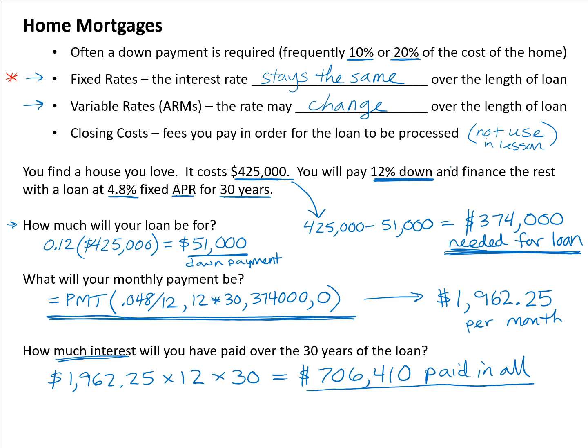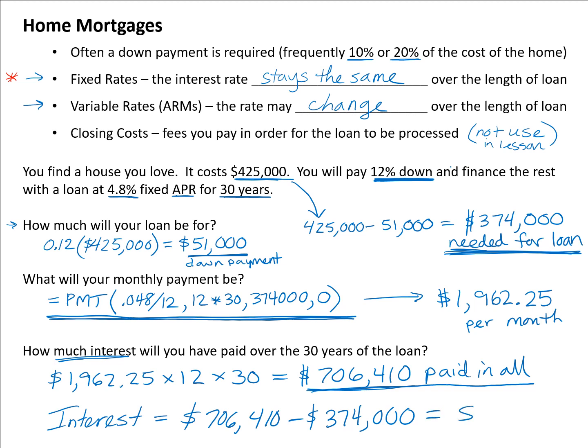Now, that's not all interest. The interest would be the amount of this that wasn't the loan to begin with. So the interest would be to subtract the total amount, $706,410, and the amount of the loan, $374,000.